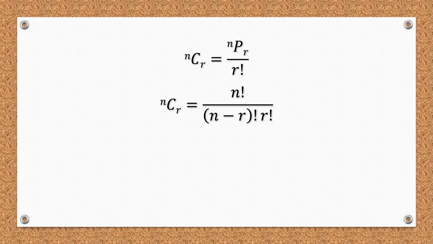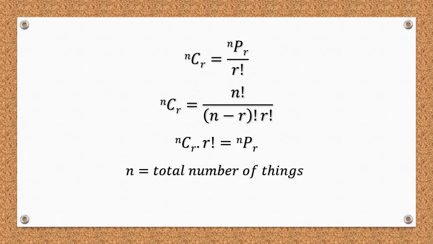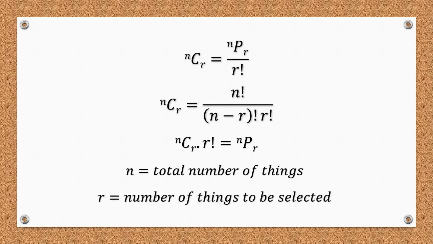A small addition, multiplying the denominator with r factorial. That's the difference between permutation and combination. So if I change the side of this r factorial here, I get nCr multiplied by r factorial will be nPr. Remember these relationships, because they will be useful for solving 1-mark MCQs and theoretical and short sums. n is the total number of things, r is the number of things to be selected. Okay, so this is your formula for combination.